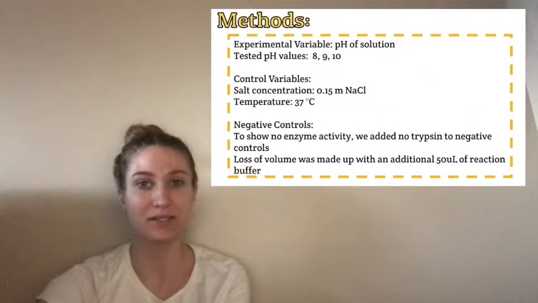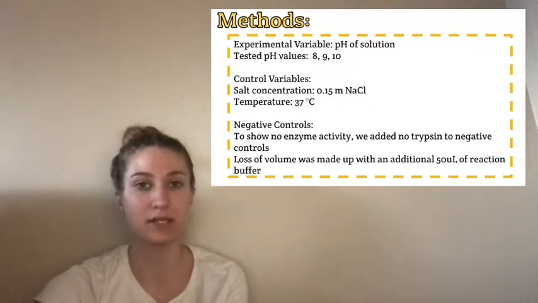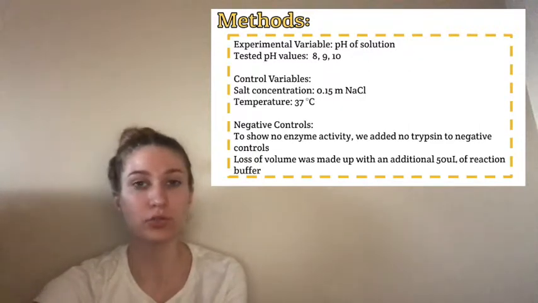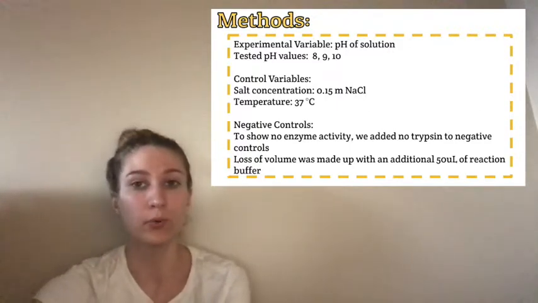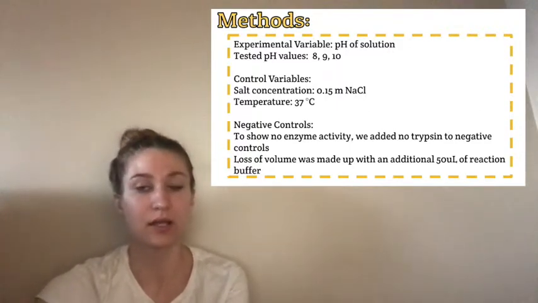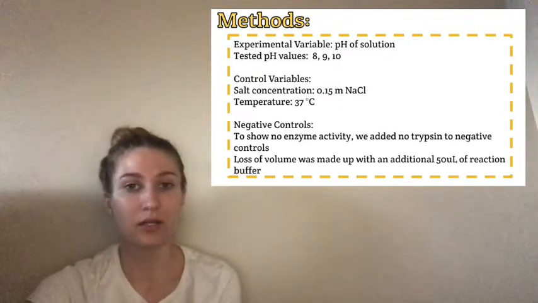Continuing with our methods, the experimental variable was the pH of the solution. We tested this at pH values 8, 9, and 10. Our control variables included a salt concentration of 0.5 moles of sodium chloride and a temperature of 37 degrees Celsius. Our negative controls were used to show no enzyme activity. We added no trypsin to negative controls. Loss of volume was made up with an additional 50 microliters of reaction buffer.